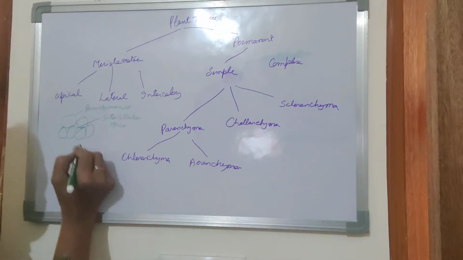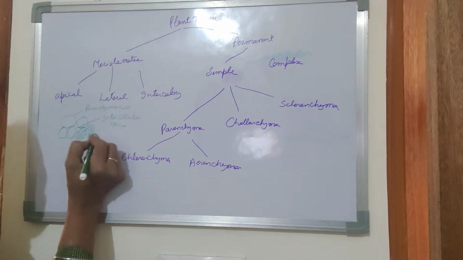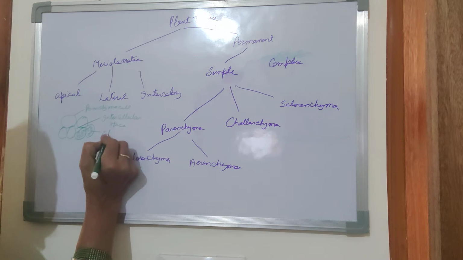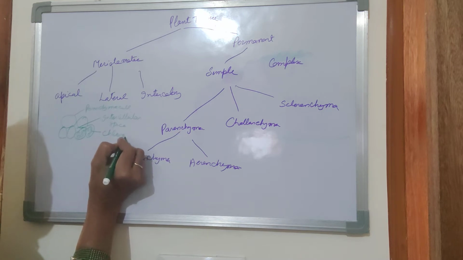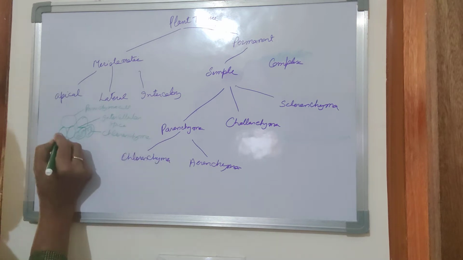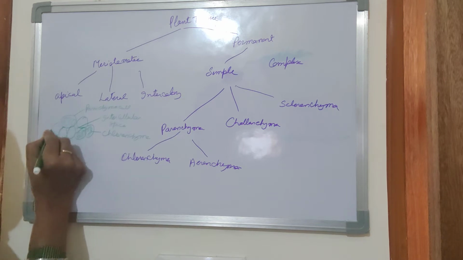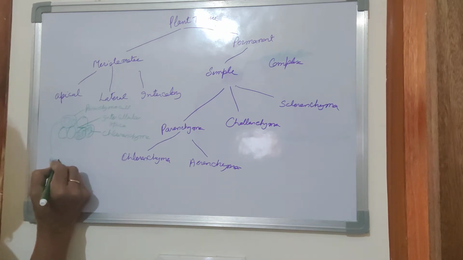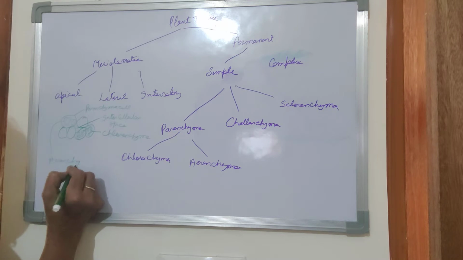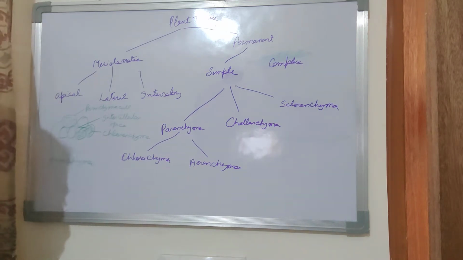When they contain chloroplast, they are called chlorenchyma. When they contain large air cavities, large air voids, they are called aerenchyma. Do you follow my point?